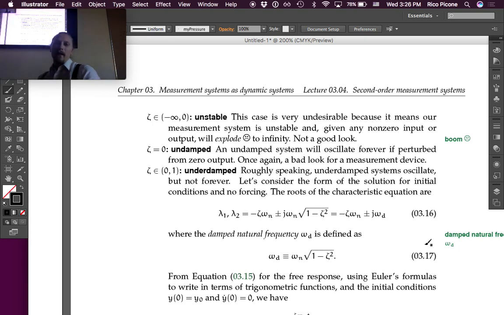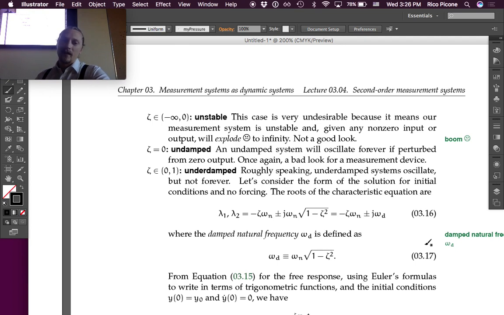It would be very uncommon to have an unstable measurement system. So we'll just say, if we find that our measurement system is unstable, we will go back to the drawing board and make it stable.